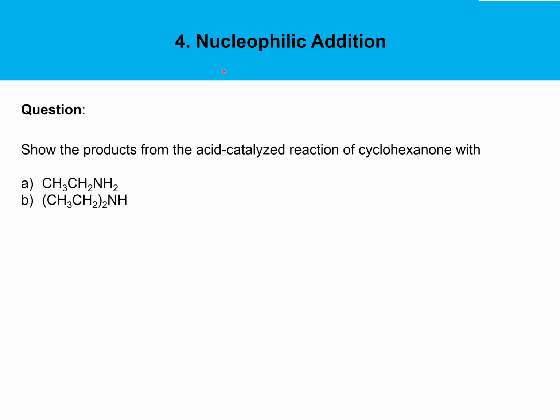In this question, we'll practice the acid-catalyzed addition of amines to cyclohexanone. In the first question, we're using a primary amine. In the second question, we'll use a secondary amine.